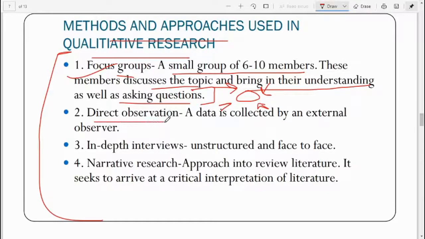Second is direct observation. What is direct observation? It is that you are observing directly from outside, being an external observer and collecting data. Next we have in-depth interviews. Under in-depth interviews we take an interview face to face, and it is very much unstructured. Why is it unstructured? Because there is nothing structured, nothing is fixed. It is very flexible, and it is moving with the flow of the interviewer and the interviewee.